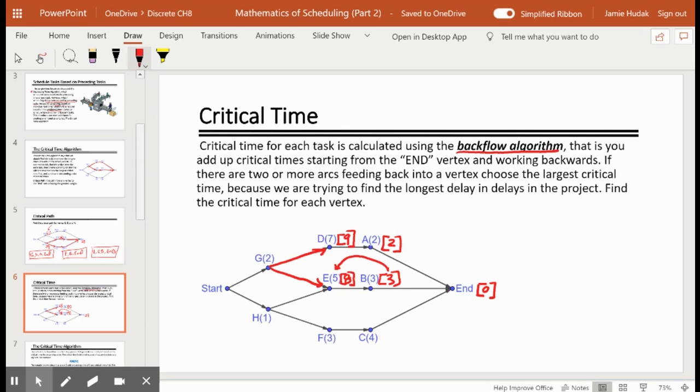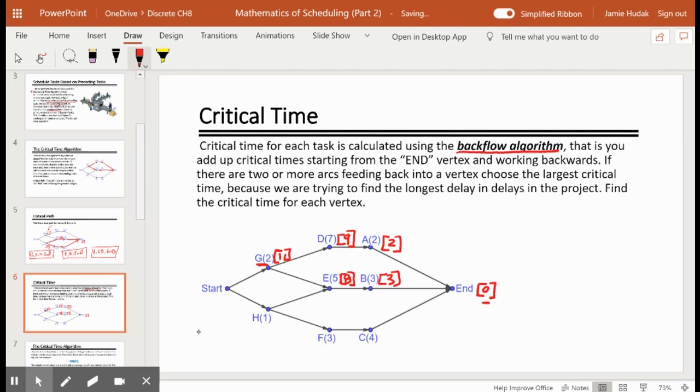And now we have to make a decision here. For vertex G, are we going to use the 9 or are we going to use the 8? Remember, critical time wants to know what is going to cause the biggest delays. So we choose the 9. 9 plus 2 gives us a critical time of 11. So let's clear all of this out. So now let's continue working with the rest of our vertices.